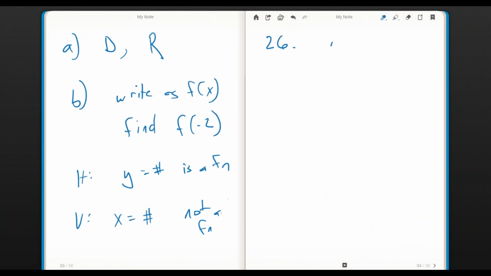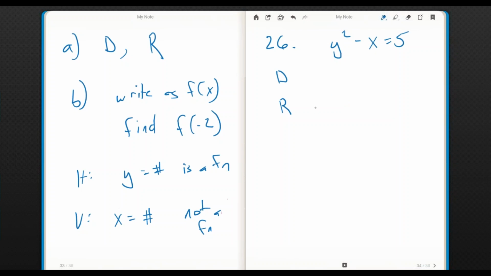Number 26, y squared minus x equals 5. Now, y squared minus x equals 5, let's talk about the domain and the range of this function. Here's where we get into problems with this one. The y value can be anything.